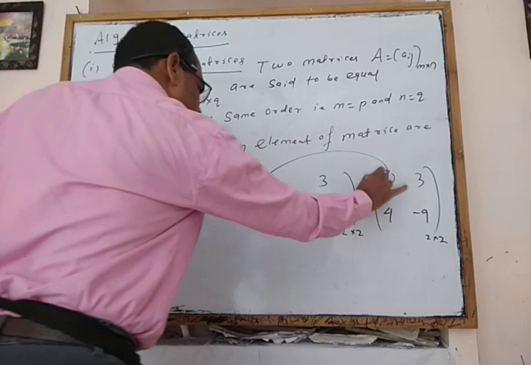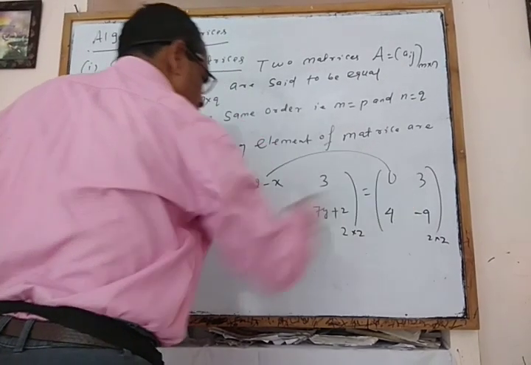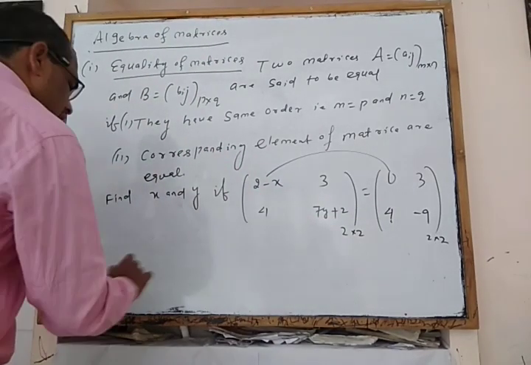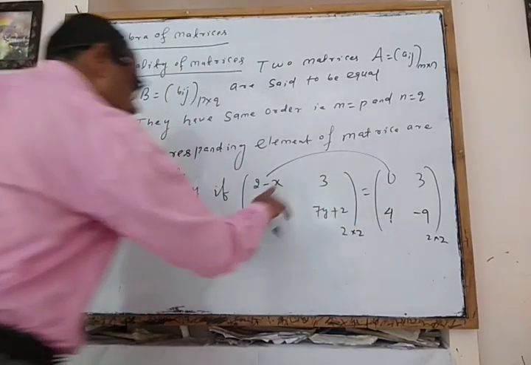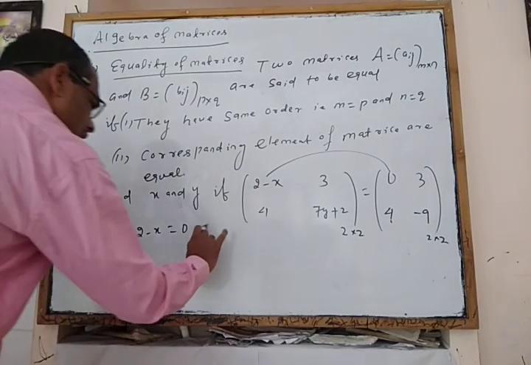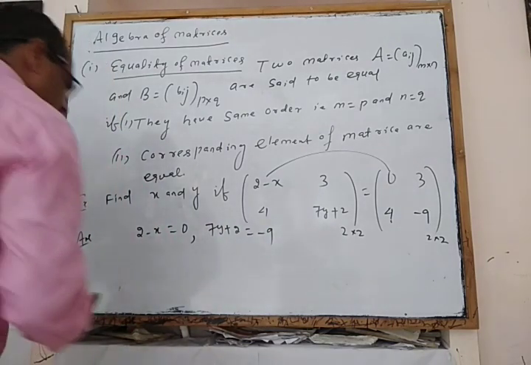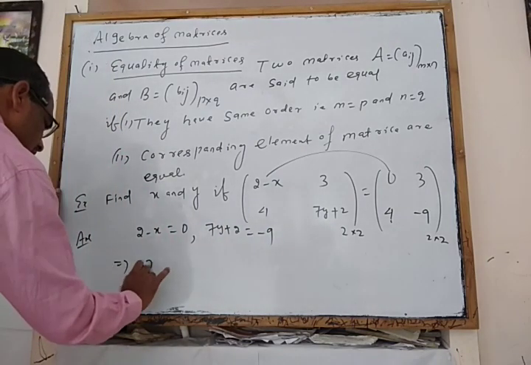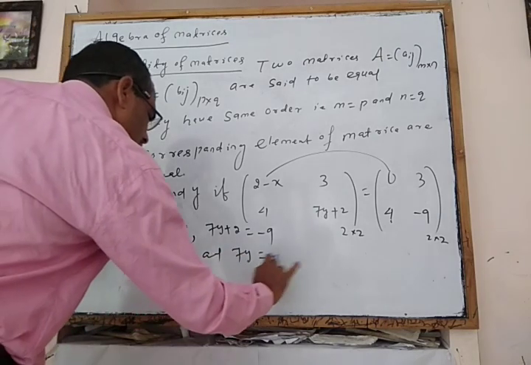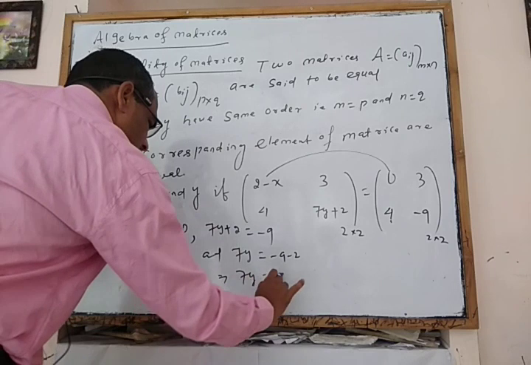Corresponding elements are equal. That means 2 - x will be 0. Here 3 is the same, here 4 is the same, and 7y + 2 will be equal to -9. So the two matrices are equal. 2 - x = 0 and 7y + 2 = -9. Find the values of x and y. That implies x = 2 and 7y = -9 - 2, that means 7y = -11.